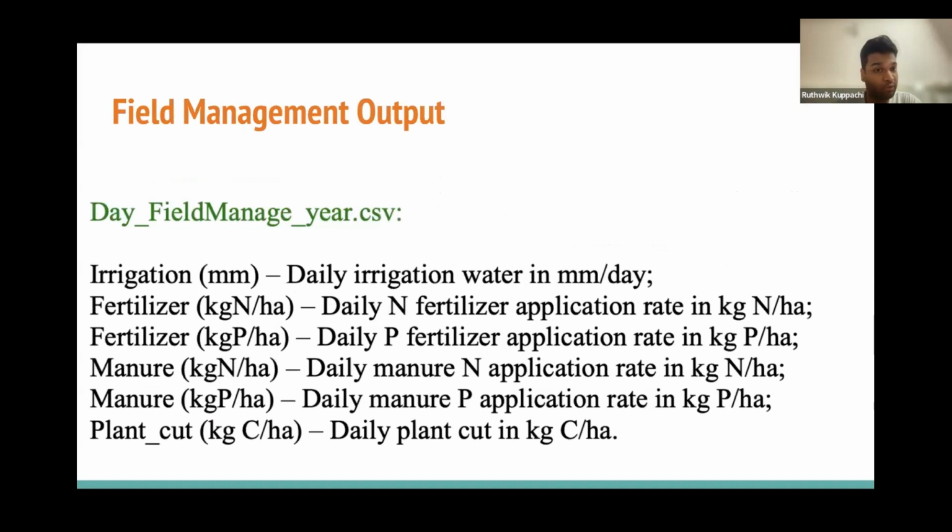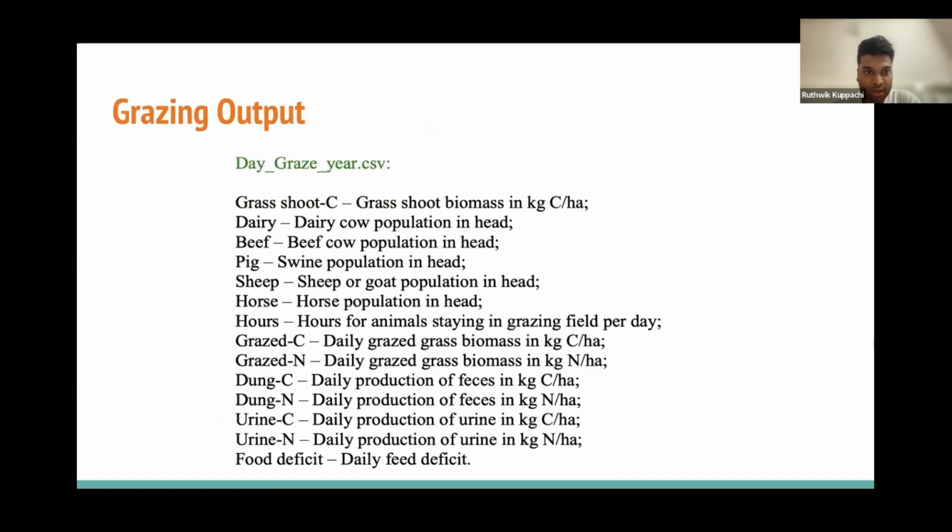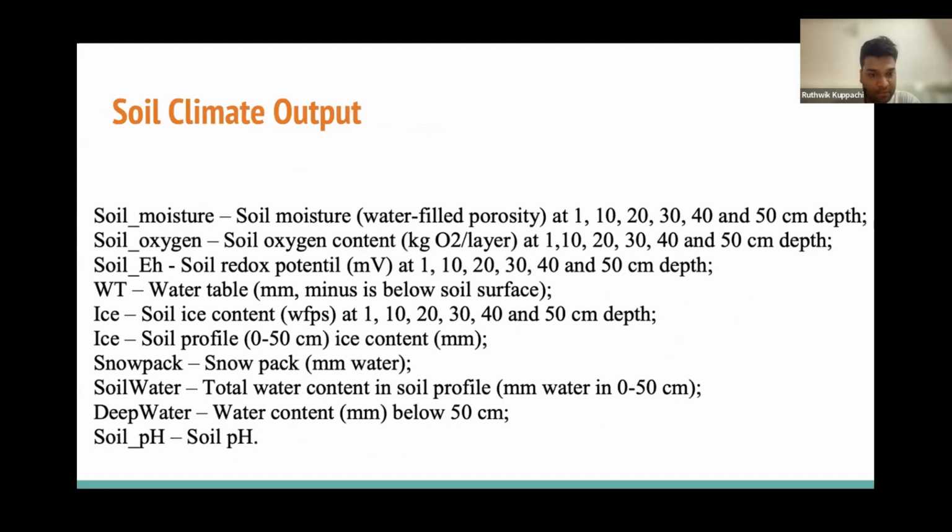Then we have information about the field management. This is the third CSV file that you get when you run the site mode. This contains information that we actually input. Whatever information we input about fertilizer use is given back to us by the model. Then information about grazing, that's the 4th file. Soil climate output contains information about the soil parameters like soil moisture, soil oxygen, soil pH, redox potential of the soil. If you're interested in doing an analysis on the soil parameters or how the soil dynamics work throughout the cropping system, this is something you might be interested in.